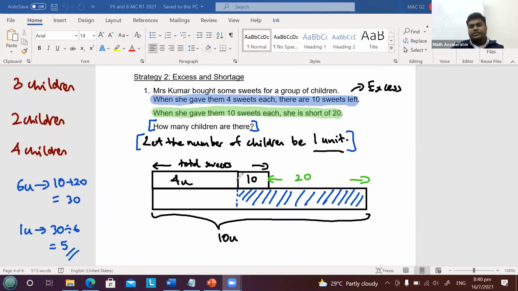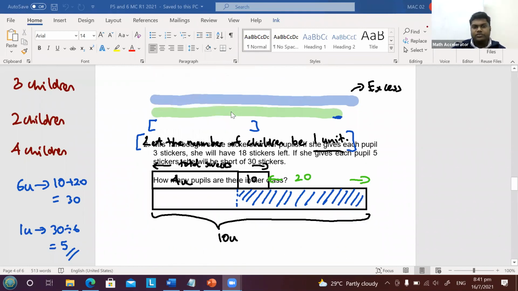Okay, how do I get the green 20? See, if you give them 10 sweets each, you should be short of 20, which means she has to cater, means this is the total number of sweets over here. If you give 10 sweets each, she will need 20 more, correct? So that's why this part here is 20.